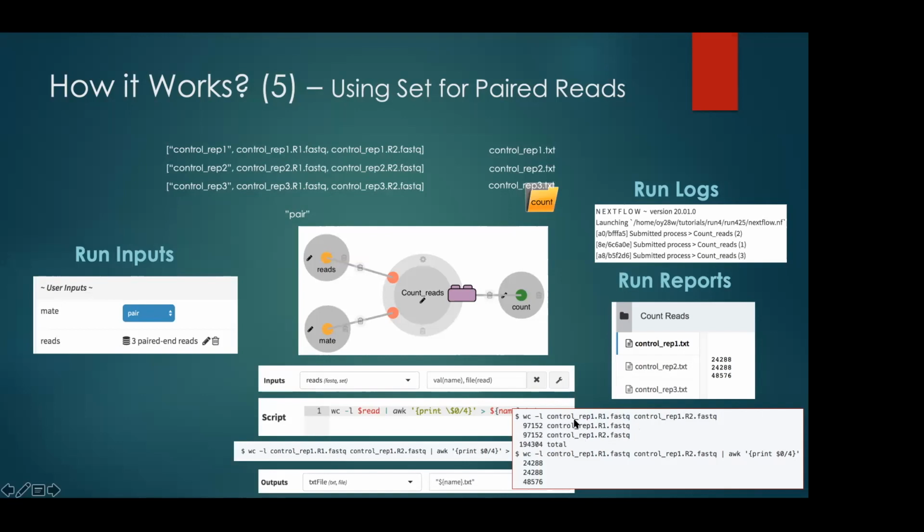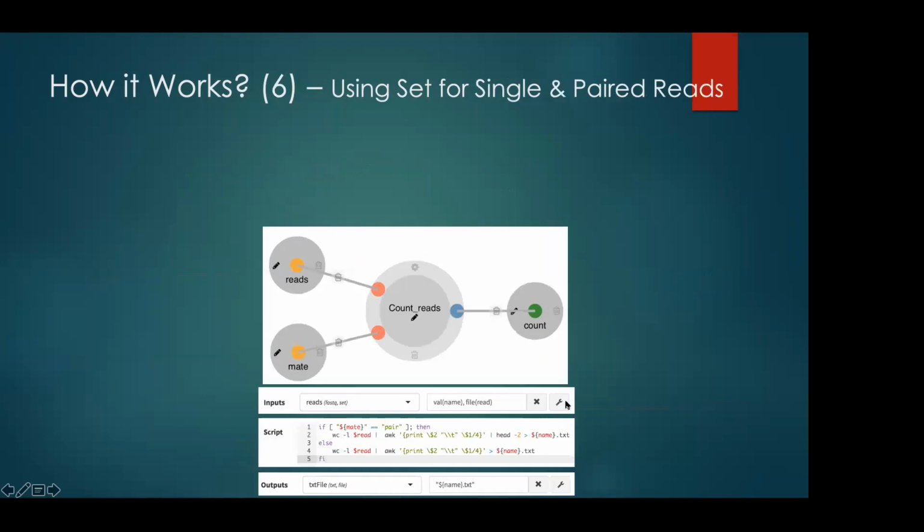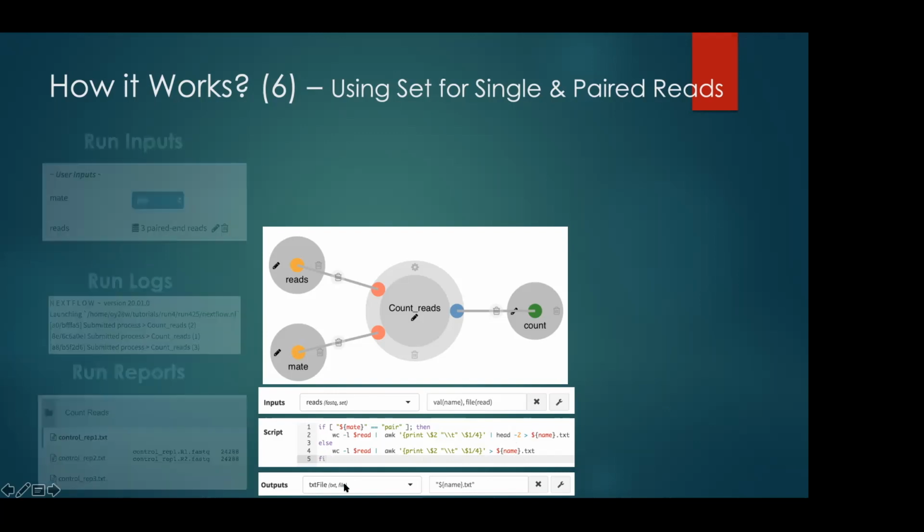So how we're going to solve this issue is we can use a conditional script over here. So let's check another example. Over here, we can use this mate variable, and we can make the script conditional. So when this mate keyword is selected as pair, we will grab only the first 2 lines of the wc -l command. And otherwise, it will just use the output of the command like this. So we have this if-else block inside the script section.